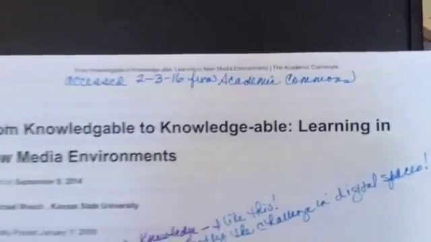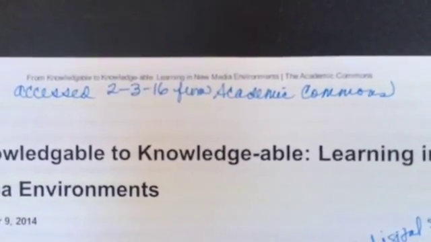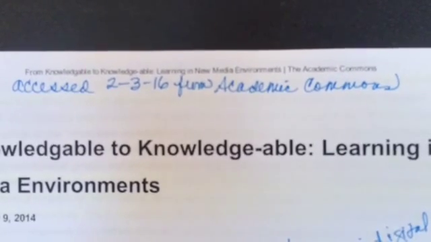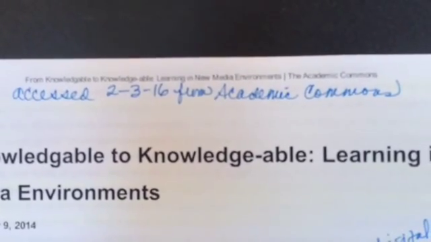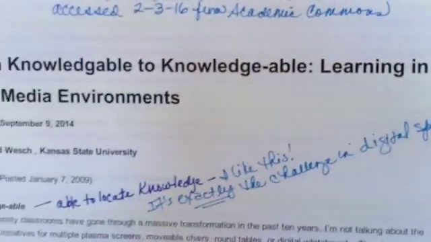So one of the things I do when I find something electronically is I make a note of the access date. That is the date that I found this when I find it electronically. I found this on the 3rd of February, and I like to make a note of where I found it. I got it in Academic Commons, which is an online resource.